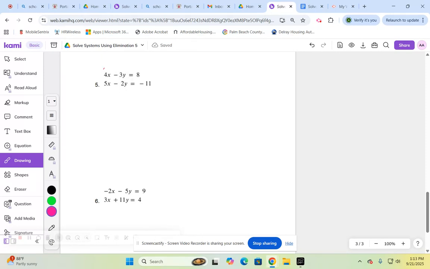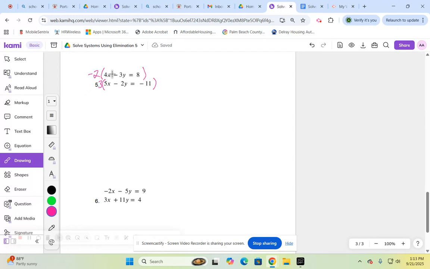So I'm going to multiply the top by 2, which is going to give me -6y, and I'm going to multiply the bottom one by 3, which is going to give me 6. It's going to give me -6y. So no, this is not going to work. I need to make this one negative because I need these to be opposite. Okay, so this should work.